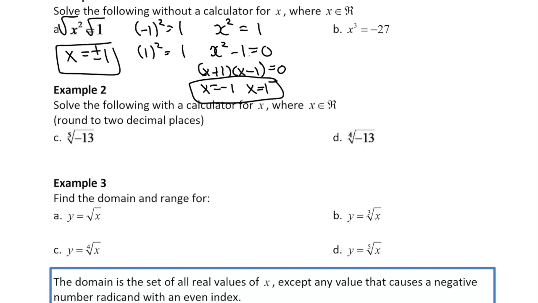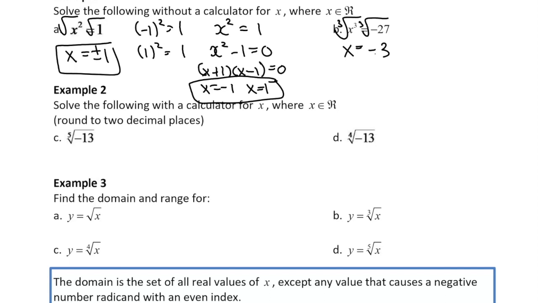x cubed equals negative 27. So if we take the cube root, then the cube root and the cubed would reduce with each other, and we'd be left with x equal to negative 3. One thing that we should review is how to put other roots into our calculator and see what would happen if you had something like that.